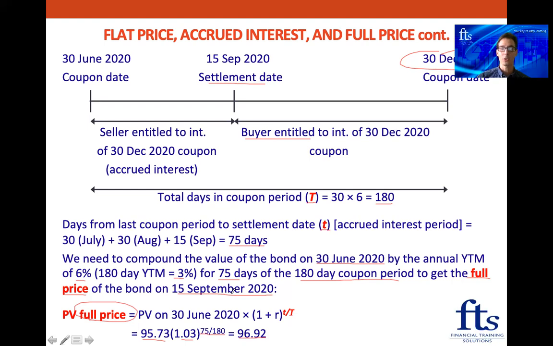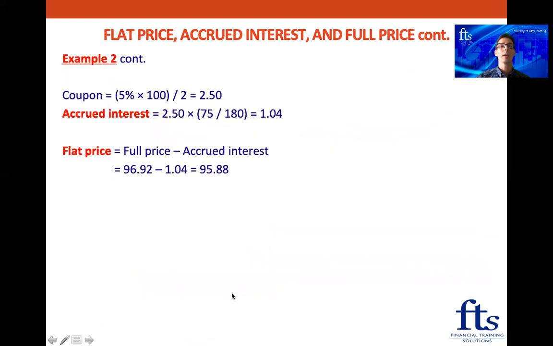So if we want to now see what the flat price is, we've just got to take out the accrued interest. So we know how to do the accrued interest. This is the part that's not so bad. The coupon we know is $2.50. So the accrued interest is 75 days of the total 180-day period.